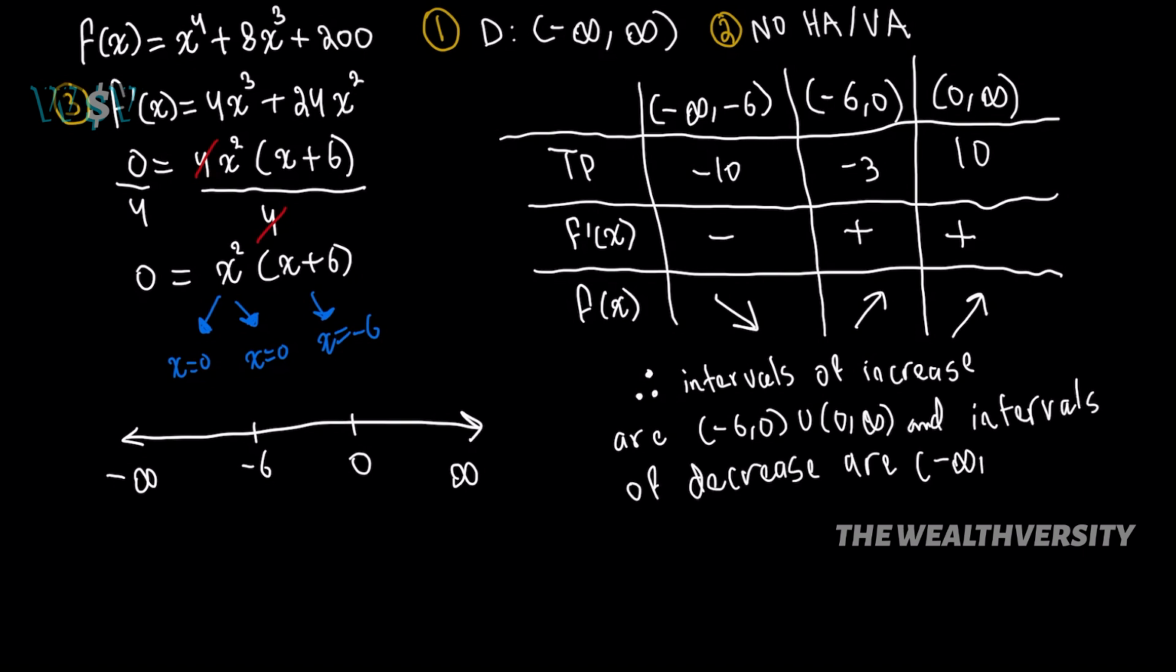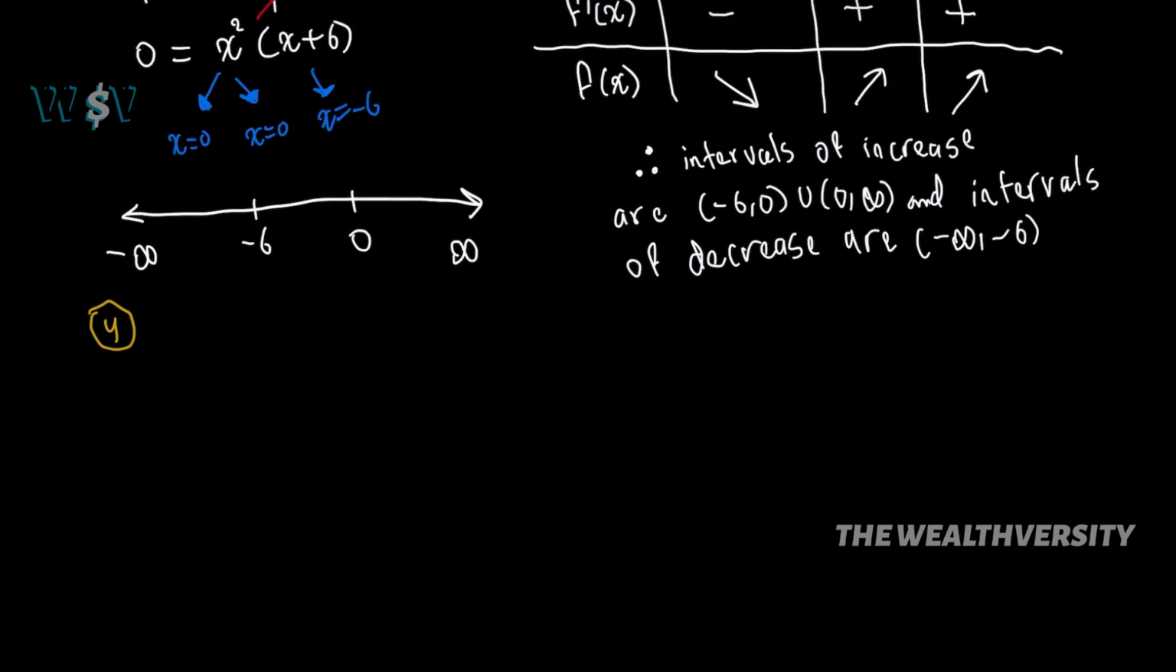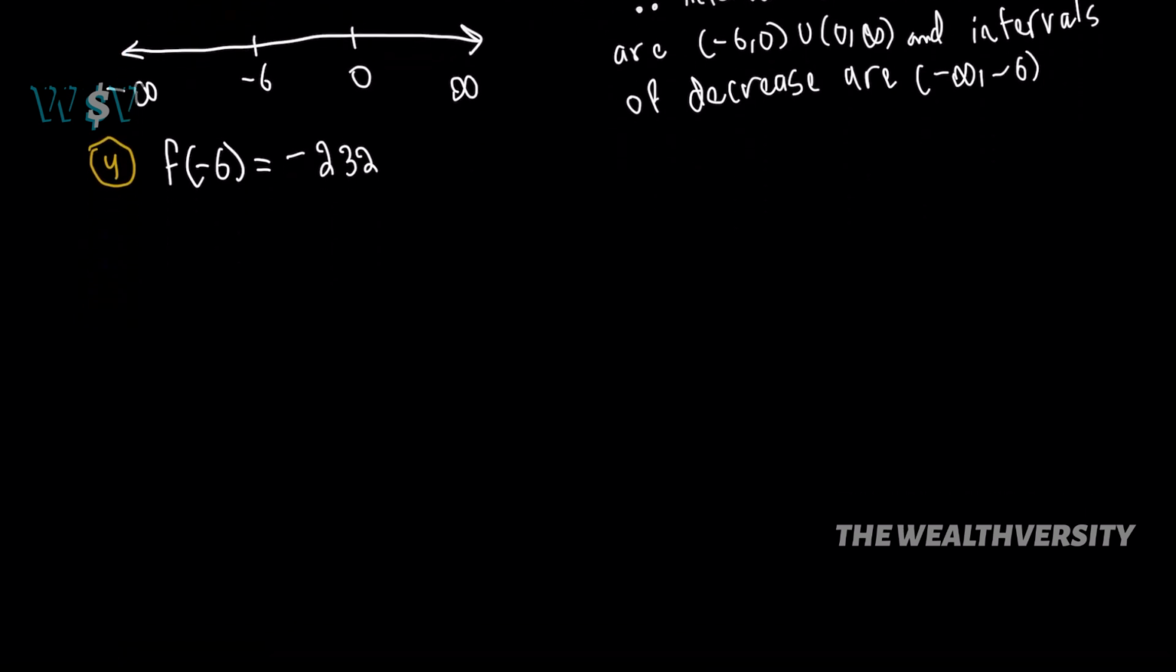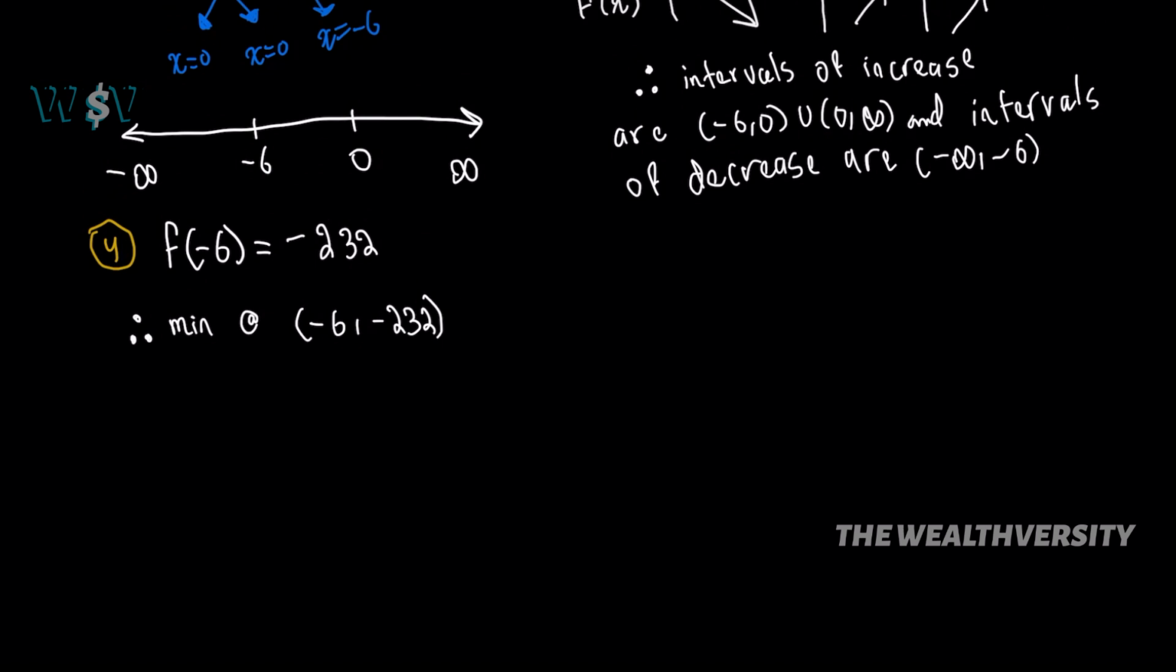The fourth step is finding the minimum or maximum points, which only occur when the function switches from increasing to decreasing or from decreasing to increasing. In this case, the function only changes at -6, changing from decreasing to increasing, so we have a minimum. So we will sub -6 into the original function to get that the minimum value of the function is -232. Therefore, the minimum occurs at the point (-6, -232).